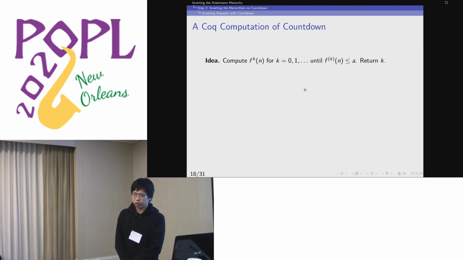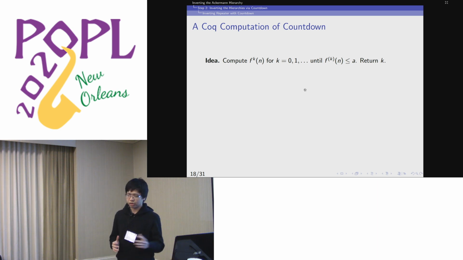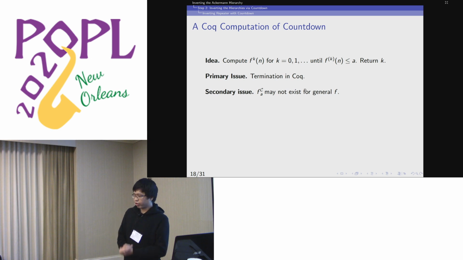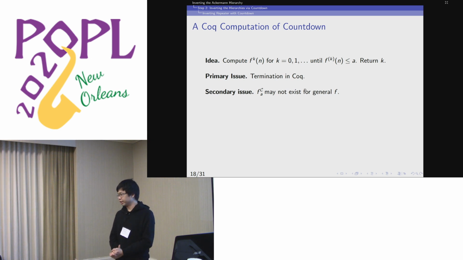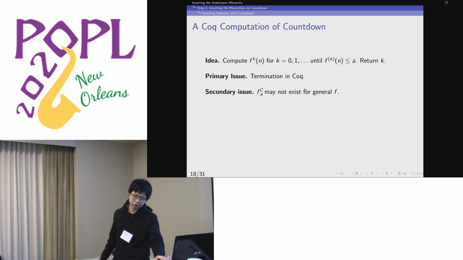But before we compute them right away, we need to know that everything we have done so far is not meaningless. And so we want to compute countdown in Coq. The idea is simple. We just compute every repeated application of f until we reach some point below a, the threshold. But we run into a problem because Coq doesn't believe that this computation will ever terminate. And actually, it may be right because for a general function, the countdown value may not exist. We may never go below a, so this computation may not terminate.